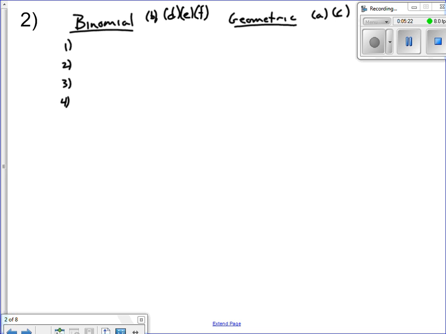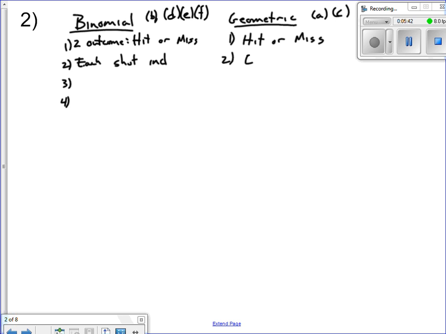So let's go through real quick. You've got two outcomes, right? That's hit or miss. It's the same over here for geometric. You get hit or miss. Each shot is independent. We were given that information. Right? Same thing over here. Each shot independent.